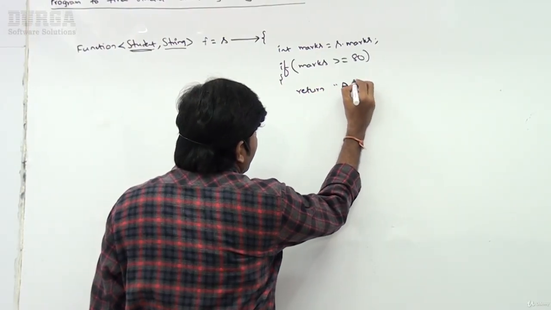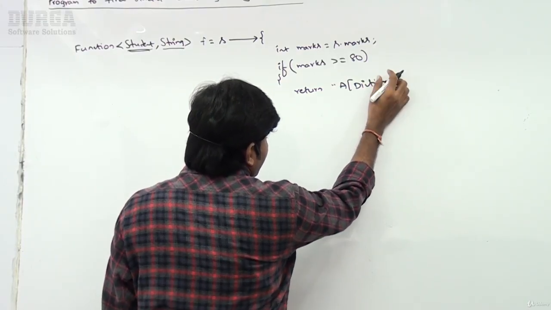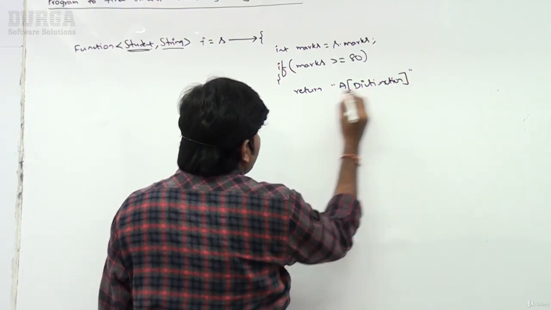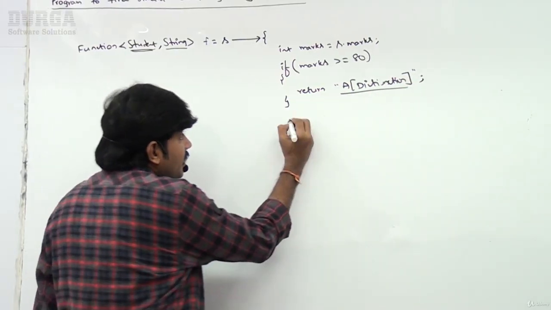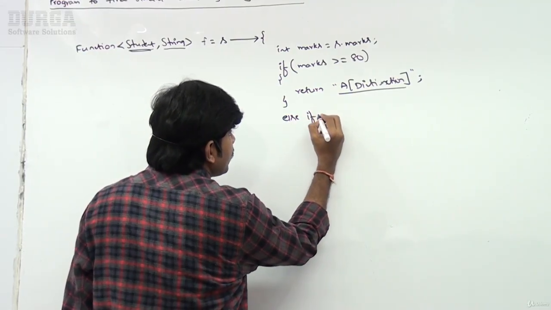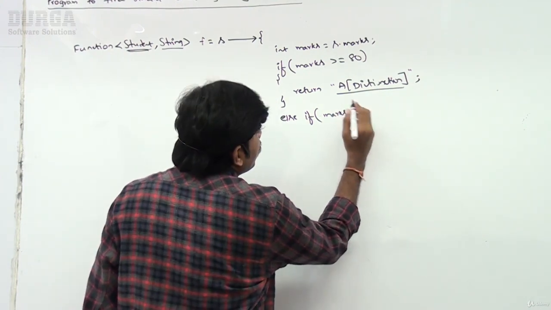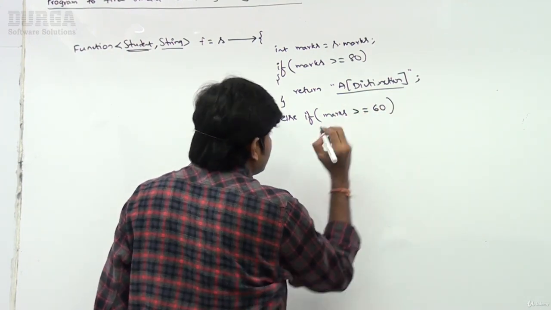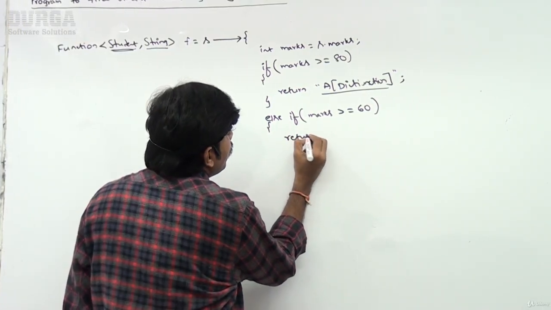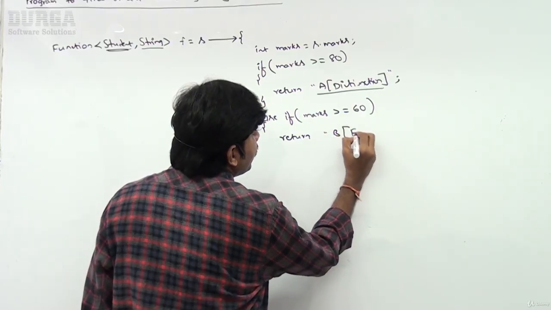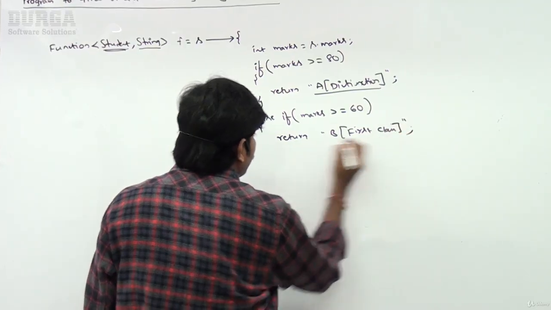Return A, of course, distinction, like this, right? Next, else if marks greater than or equal to 60, what do I have to do? Return B grade, of course, first class. Return B grade first class, like this I have to return.